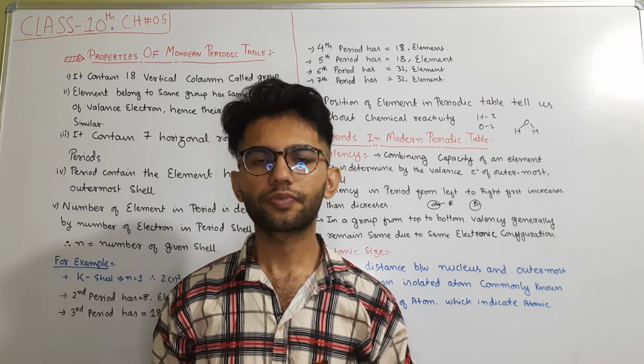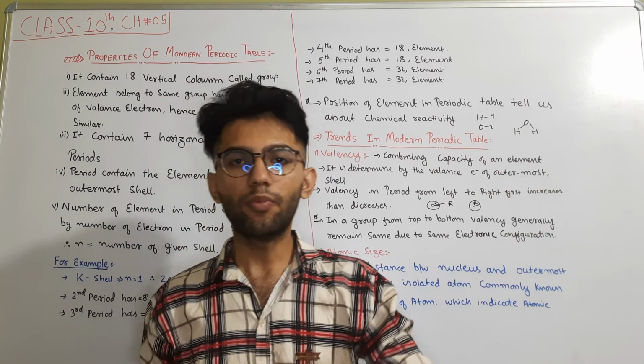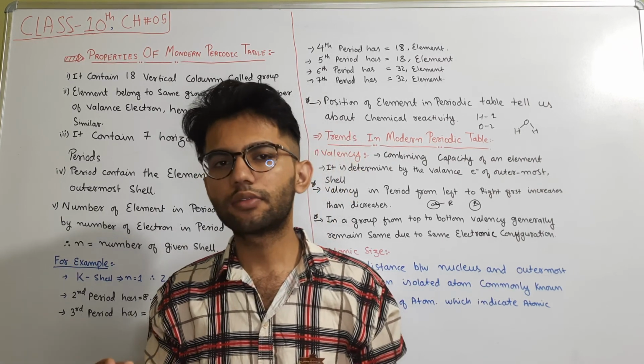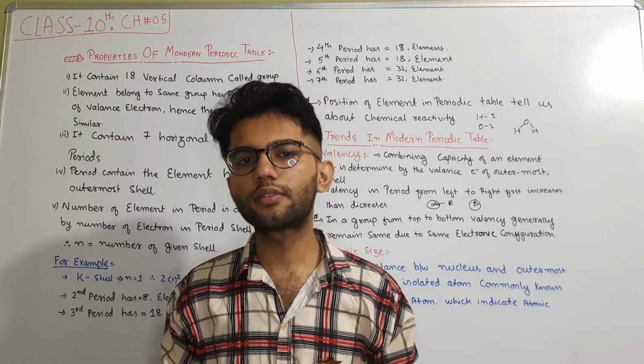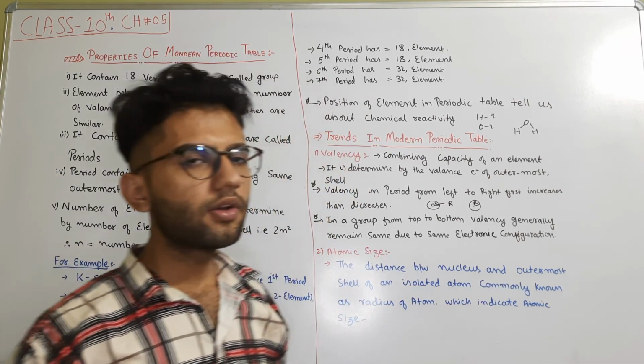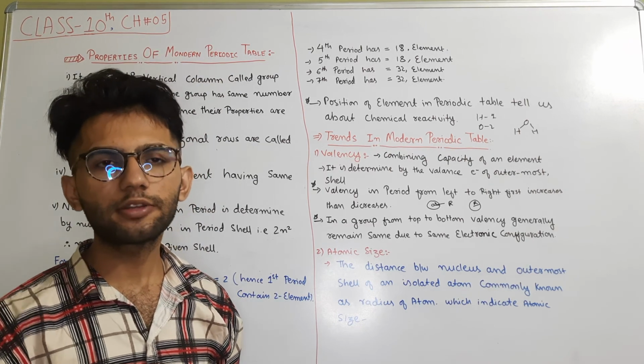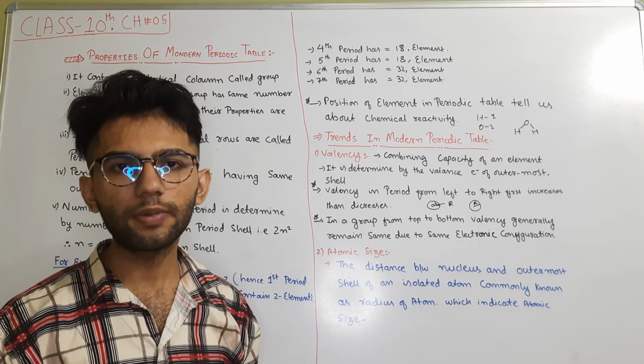Those with the smallest atomic number are placed first, and those with a higher atomic number are placed next. So simply we can say that the arrangement of the elements in the modern periodic table is based on the increasing order of atomic number.